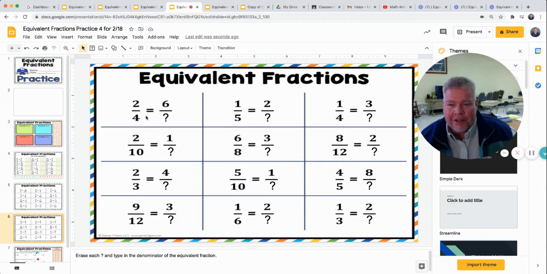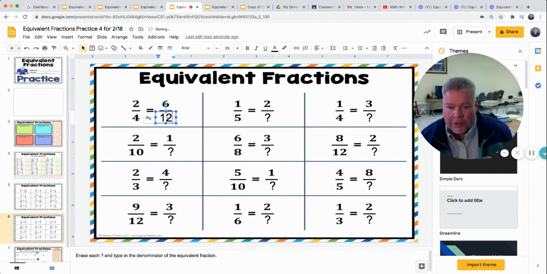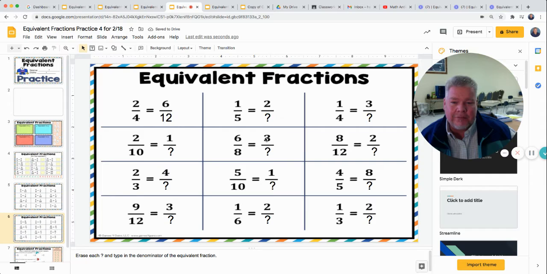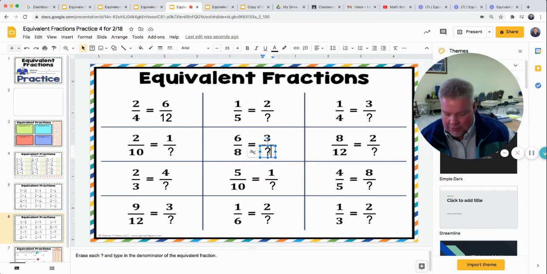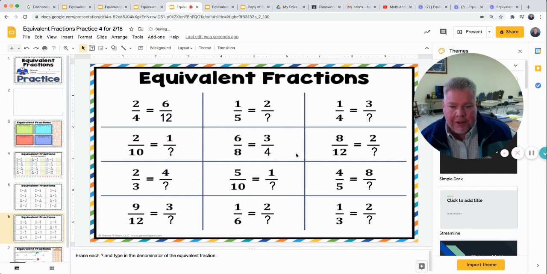All right, equivalent fractions here. 2/4 is 6 what? 2 times 3 is 6. 4 times 3 is 12. And then some of them, you've got to divide again. How do you get a 3 from a 6? You divide by 2. 8 divided by 2 is 4. All right, so multiply, divide on these.